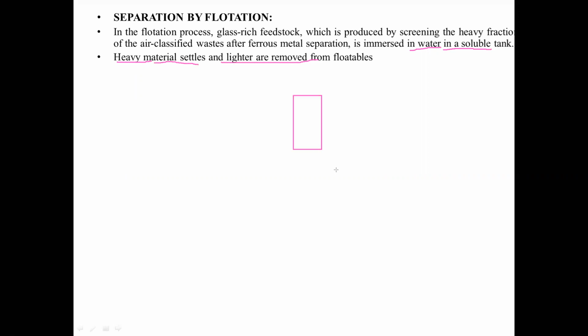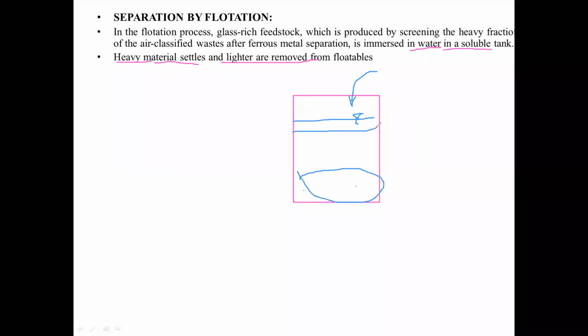As I told you earlier, if this is a tank which is going to have water, let us say you have water until this point. So what you do is submerge the waste over here, whatever the waste is. Depending upon the intensity of the waste, the heavier materials are going to be settled down, whereas the lighter materials are going to be floating. Then the lighter materials are going to be removed from this tank, right?